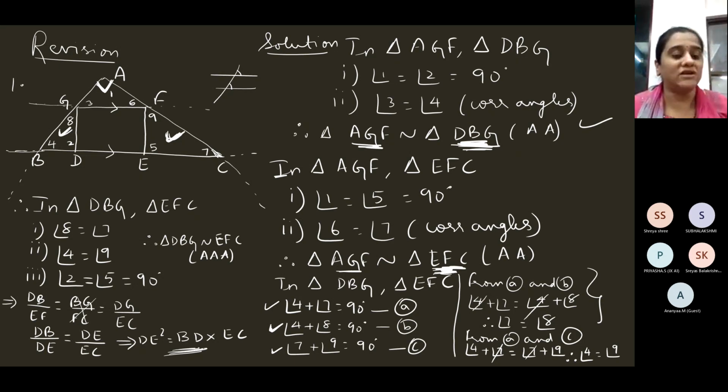Now to get the last result, D square is equal to BD into EC, take up the third one, this similarity, and write the proportion. I've written the proportion. In the proportion, I have BG and FC. See, look at BG in the figure, BG and FC.